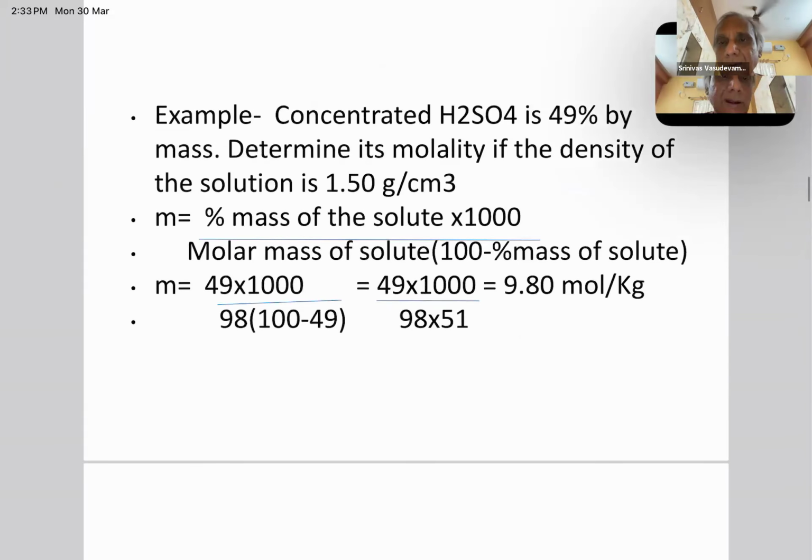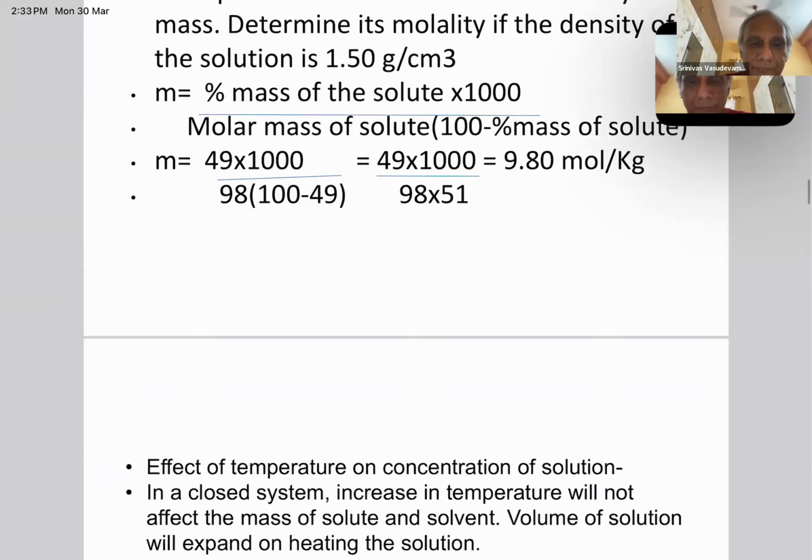Example: concentrated sulfuric acid is 49% by mass. Determine its molality if the density of the solution is 1.5 gram per centimeter cube. So percentage mass of solute is 49 divided by molecular mass of solute 98 into 1000 divided by 100 minus 49. That is 49 by 98 into 1000 by 51, 9.80 mole per kilogram.